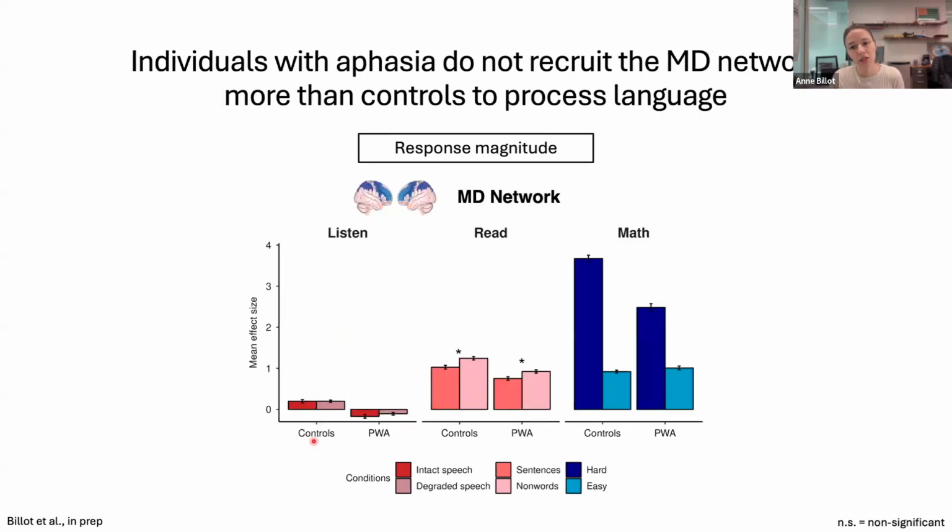In contrast to what has been suggested in previous studies, what we found is that the multiple domain network does not seem to be recruited to process language more in people with aphasia than in controls. You can see that there is no recruitment of the multiple domain network during the listening task, and there is this consistent opposite response to the reading contrast, showing that it is not specific to language. And this is similar to what is typically observed in healthy controls, as you can see here. And this is probably one of the most important findings of this study.